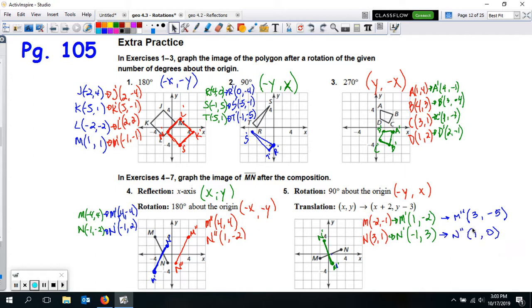And now you plot these 2 new points. So this is going to be 3 and -5, down here in the 4th quadrant, and then 1, 0 is going to be right there on the x-axis. So there it is for n double prime on the x-axis, m double prime down in the 4th quadrant. Connect the dots together. So it just shows that you moved it right 2 units and down 3 units.